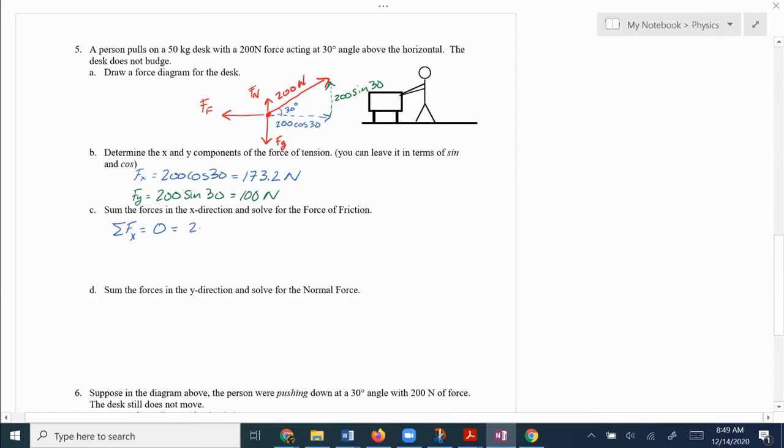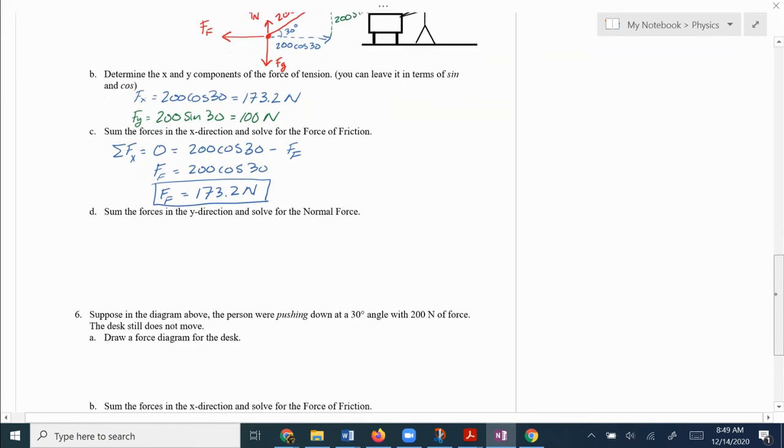Forces to the right minus forces to the left. And that's it, right? Again, I just got that by looking at my diagram. I have this blue force to the right that's horizontal. I got the force of friction, which is to the left. At this point, I'm going to go ahead and solve. So move force of friction to the other side. 200 cosine 30. So therefore, force of friction is equal to 173.2 newtons.